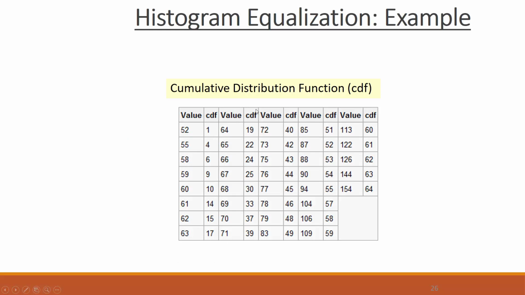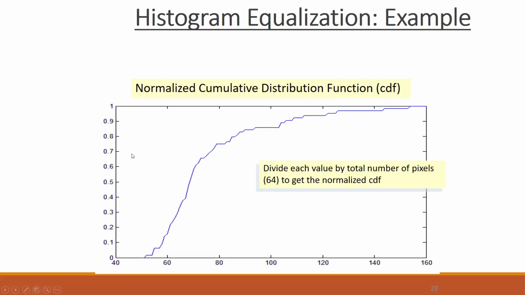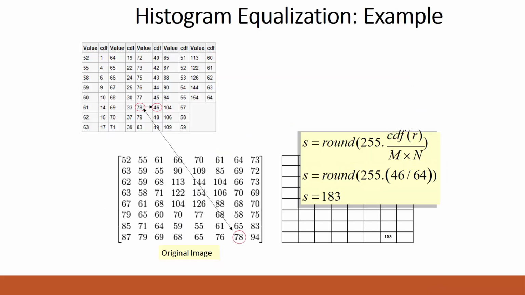Similarly, we are going to calculate the cumulative distribution function, or running sum. Now, if we plot this cumulative distribution function, you can find out that it is spread throughout the spectrum. If we are going to normalize it, then we have to divide by the number of pixels, which is 8 cross 8 in the input image. So the total number of pixels is 64.